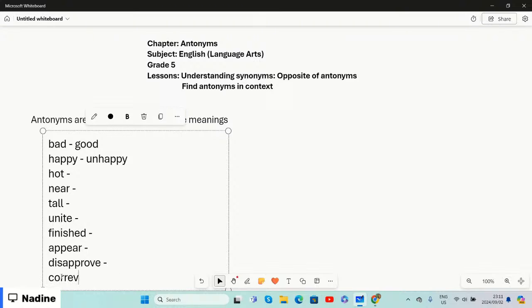For example, correct. There's another word, correct. So we need to say what the words are that have the opposite meaning of the words that we see in front of us. Like we said, with bad, the opposite of bad, meaning that if you're not a bad person, then you are good. If you are not happy, then we can either say you are sad or you are unhappy, because that is the opposite of happy.